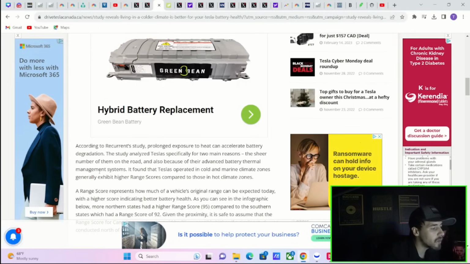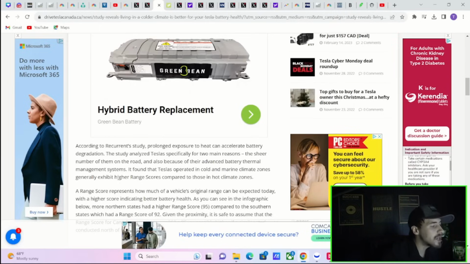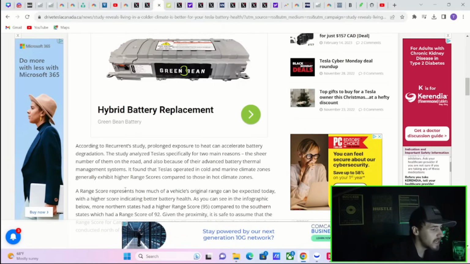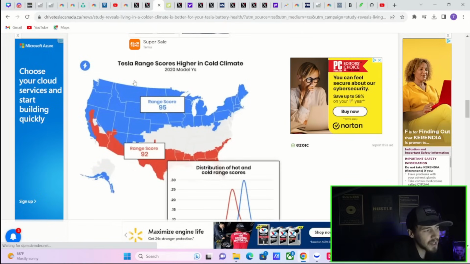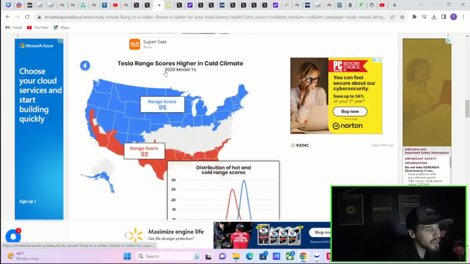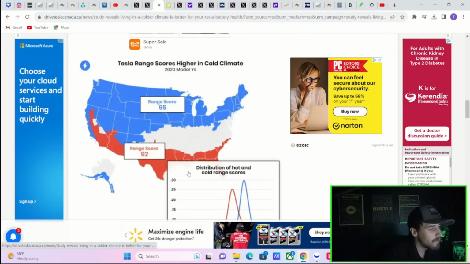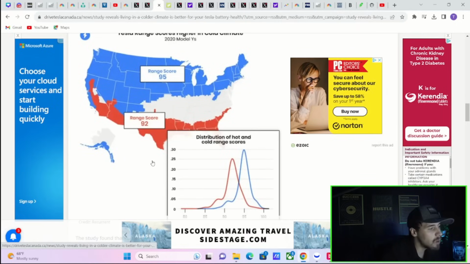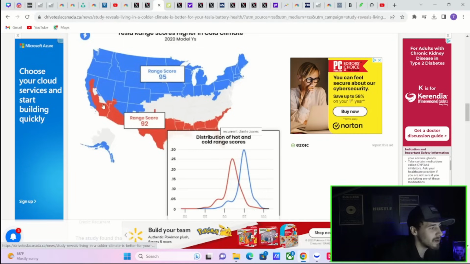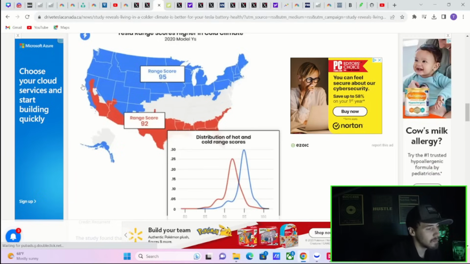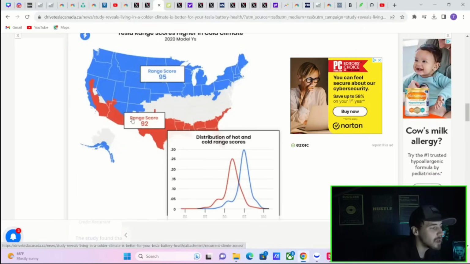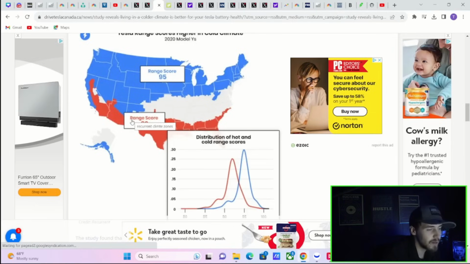It found that Teslas operated in cold and marine climate zones generally exhibit higher range scores compared to those in hot climate zones. And this is actually a chart in which you can see for 2020 model Ys, and it looks like if you're in the blue states, you had a higher range score. If you were in the red states, you had a lower range score, and the red states tend to have the most Teslas out on the road. A large part of California, as well as Florida, Texas, your top three states for Tesla vehicles out on the road tend to have the lowest range score, which I find very interesting.